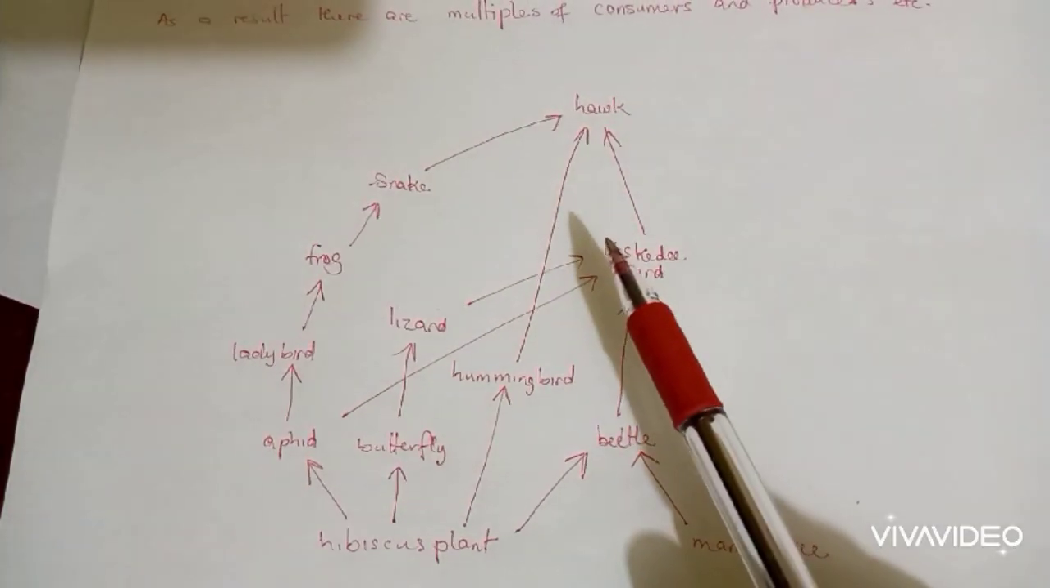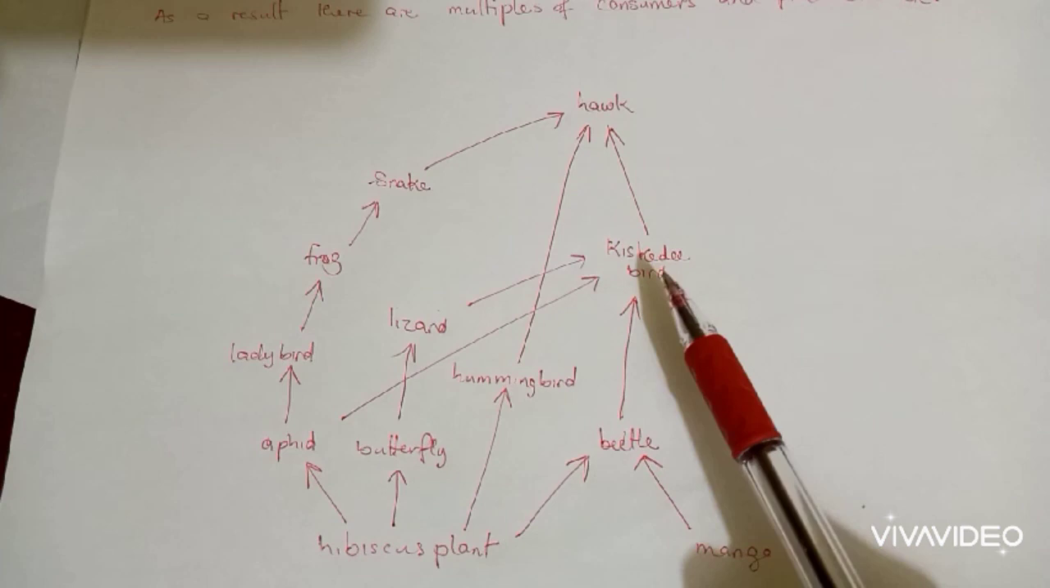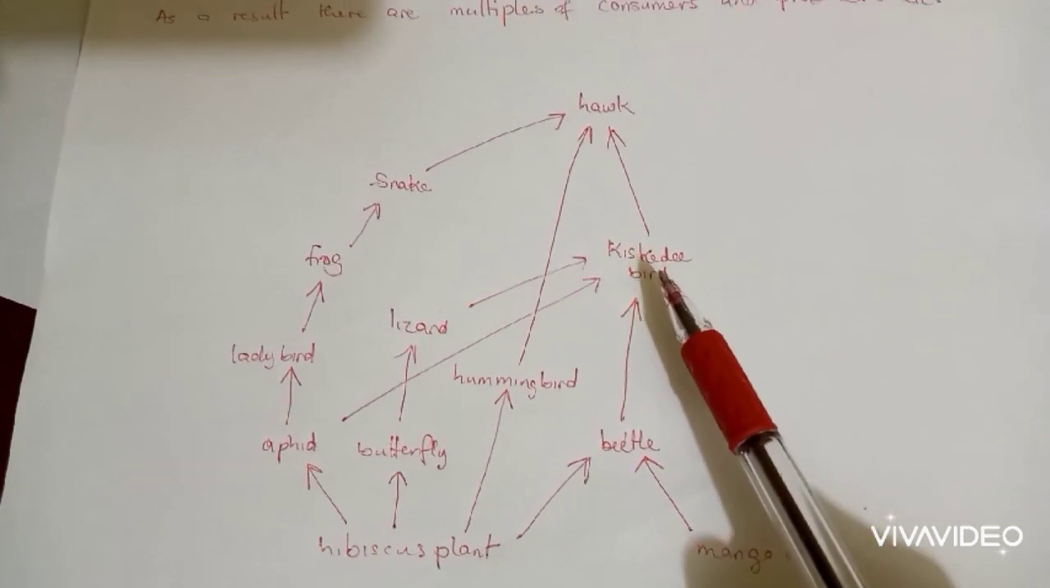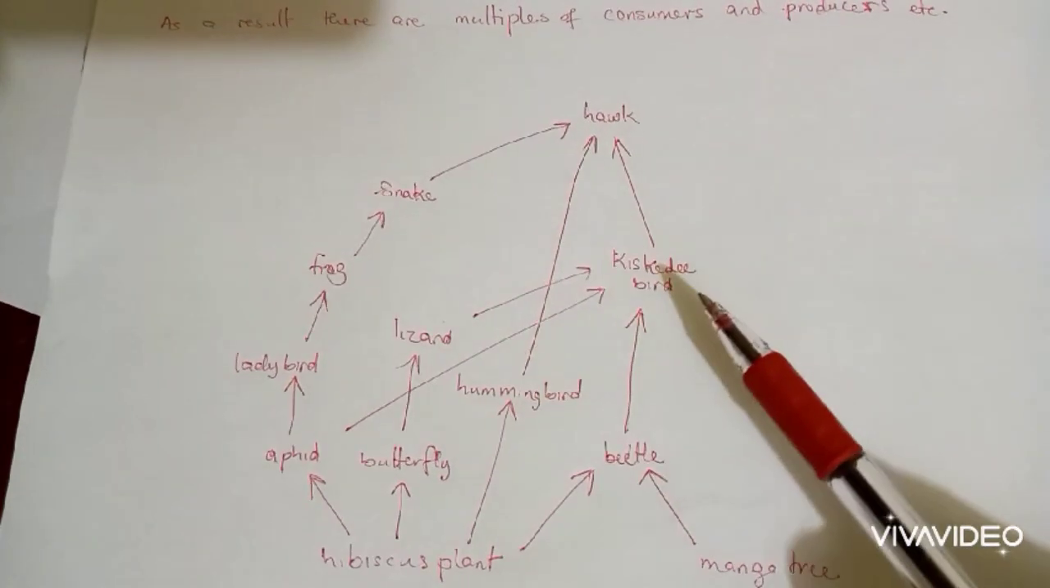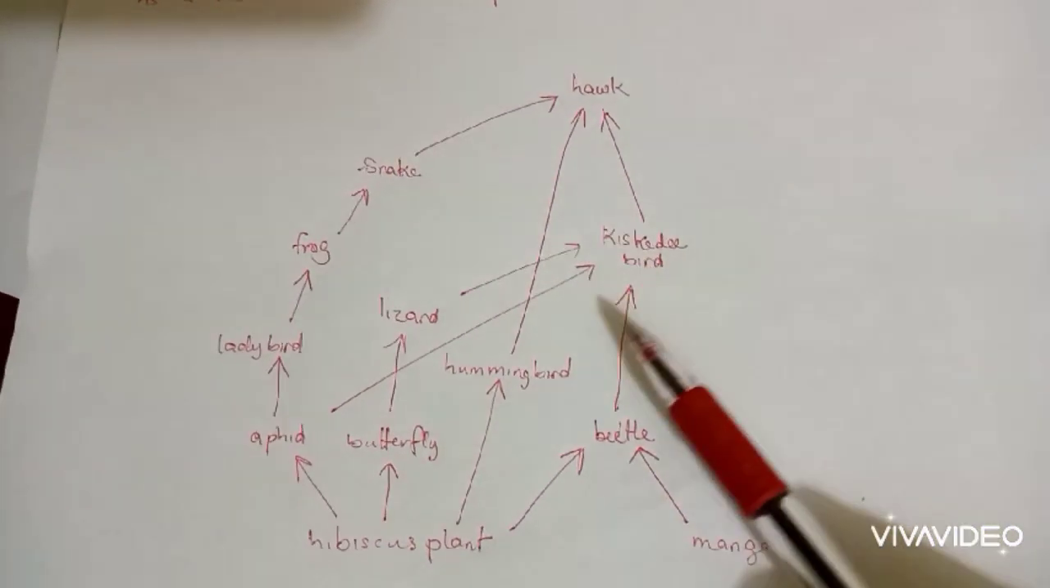relationship. But if you remove one from this food web, because the organisms have more than one food source, they would be able to continue to survive in that ecosystem.